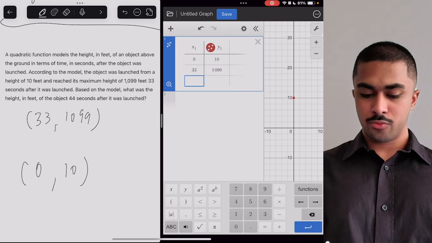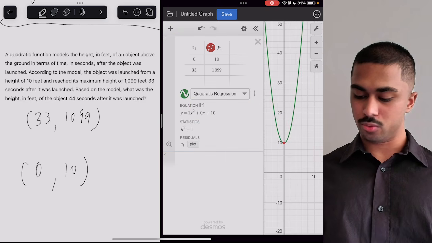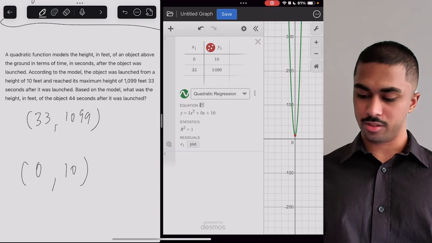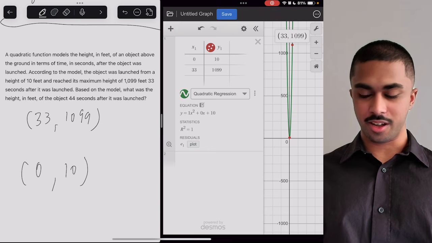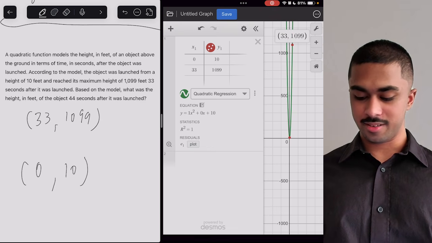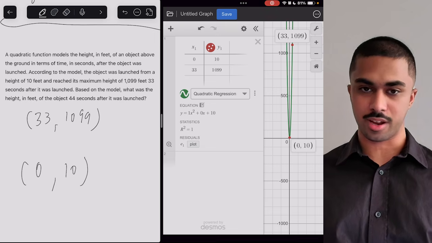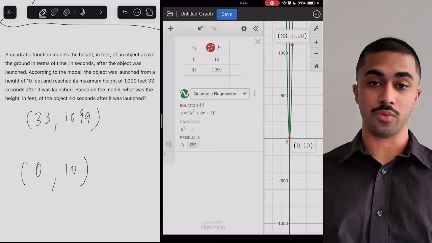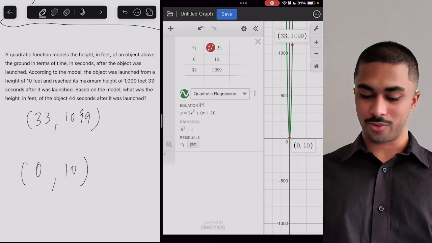Here's what we can do. If we press this add regression button and then switch this to quadratic, we will get the equation of the parabola. The problem is this is not the vertex. Right now, Desmos has graphed (0, 10) as the vertex. So how do we solve this? How do we make sure that the right vertex is graphed?